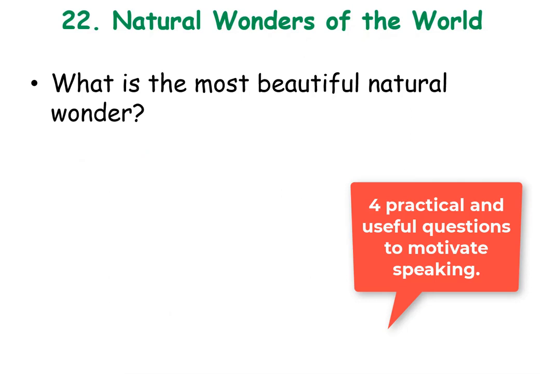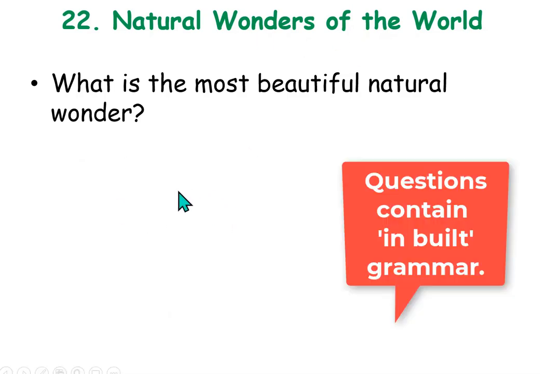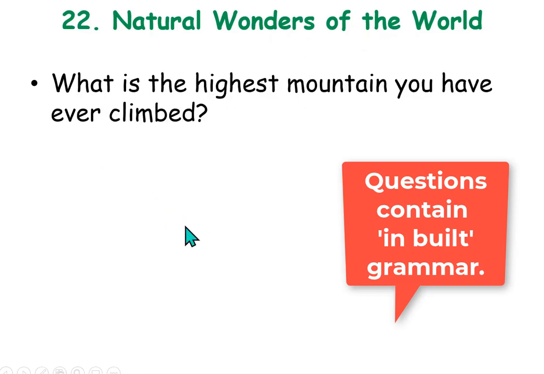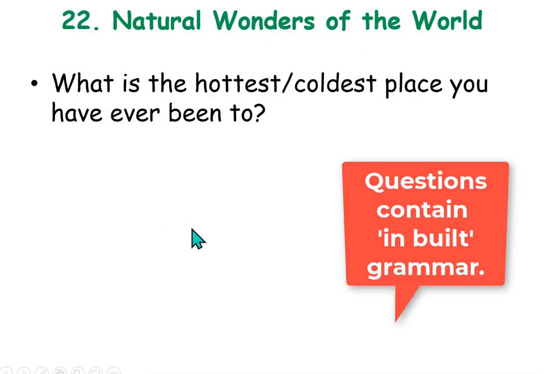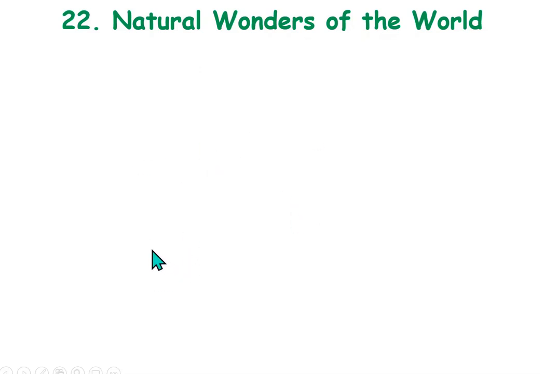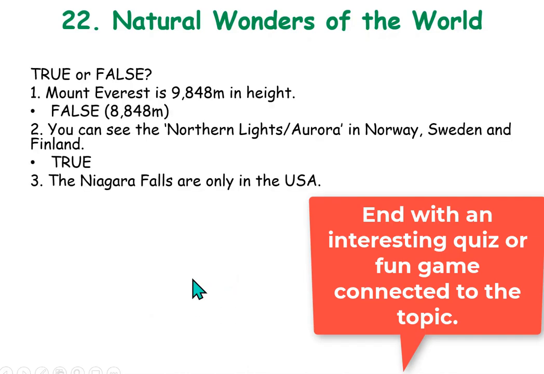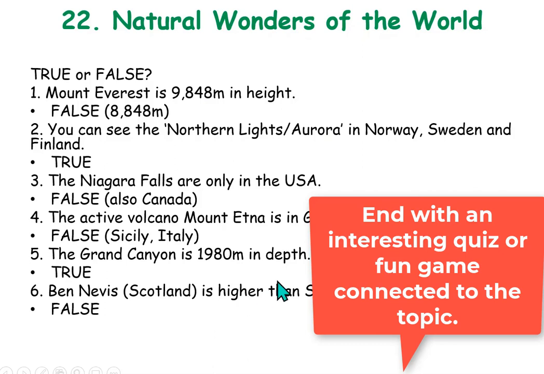Afterwards I always have about 4 questions where I get the pupils to repeat them, practice them, asking and answering in pairs. It's always helpful to have good questions which will engage the pupils. For example, what's the hottest or coldest place you have ever been to? Pupils have to think about that and ask each other. Then I usually end with some kind of quiz, or where we just practice the vocabulary the pupils have learned. Here's a true and false quiz, which is quite interesting.